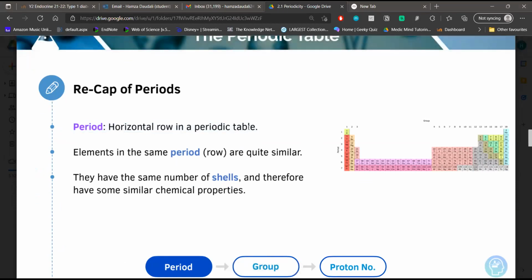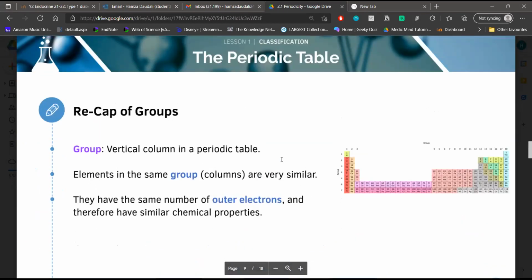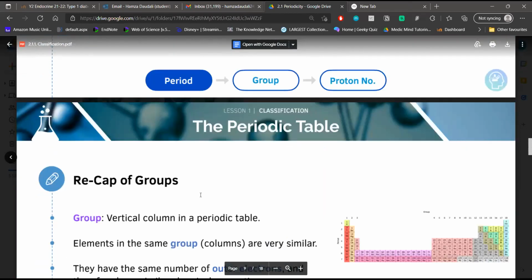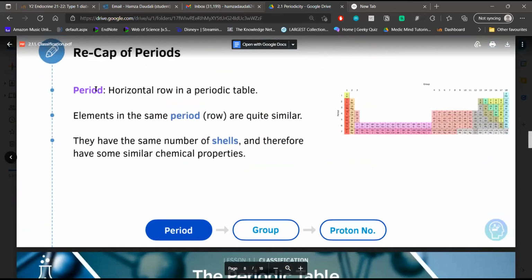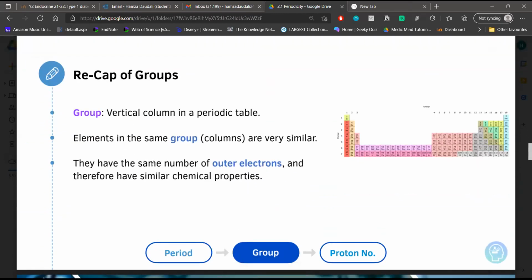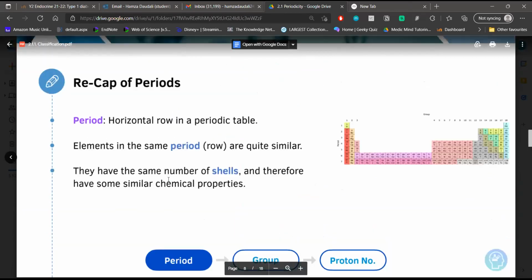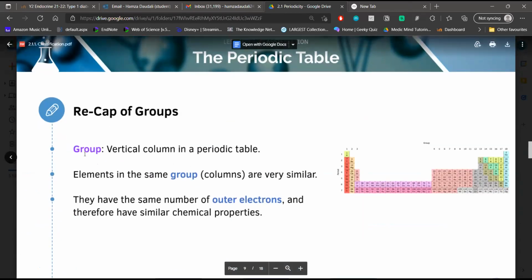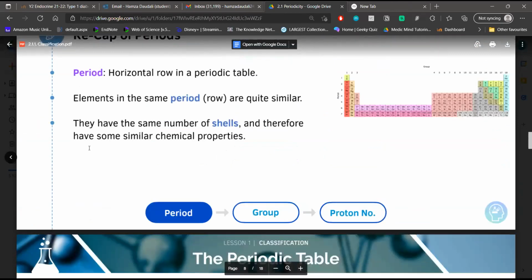So elements in the same row are quite similar. They have the same number of shells and therefore have quite similar chemical properties. A group is a vertical column in the periodic table. Again, elements in the same group are very similar. They have the same number of outer electrons and therefore similar chemical properties. So remember, same number of periods usually have similar chemical properties. Also, same group, similar chemical properties.